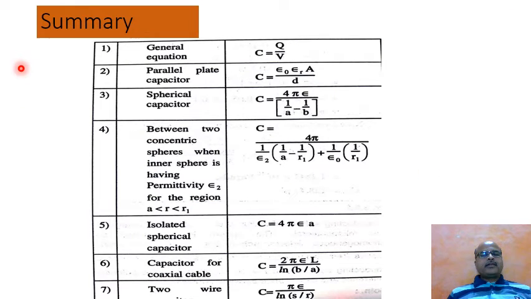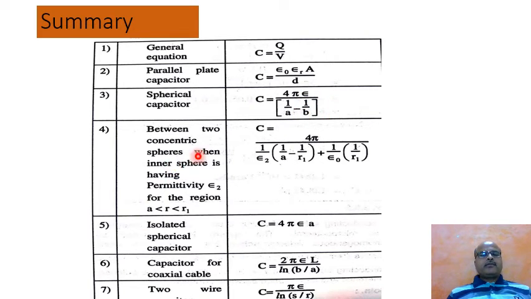So you can summarize the capacitance for different geometries: cylindrical, spherical. The general equation for C is C equal to Q by V. For a parallel plate capacitor, C is given by epsilon 0 epsilon R A by D. For a spherical capacitor, C is equal to 4 pi epsilon upon 1 upon A minus 1 upon B.